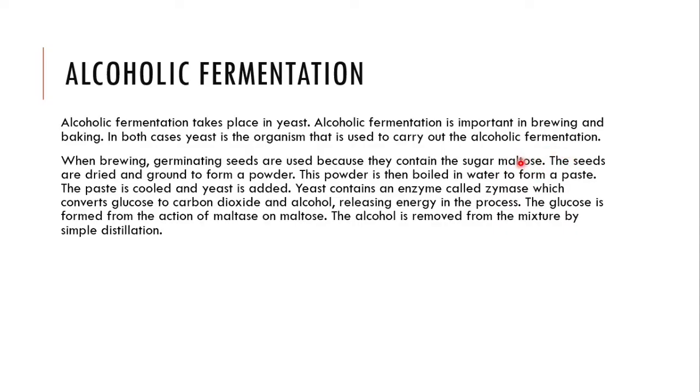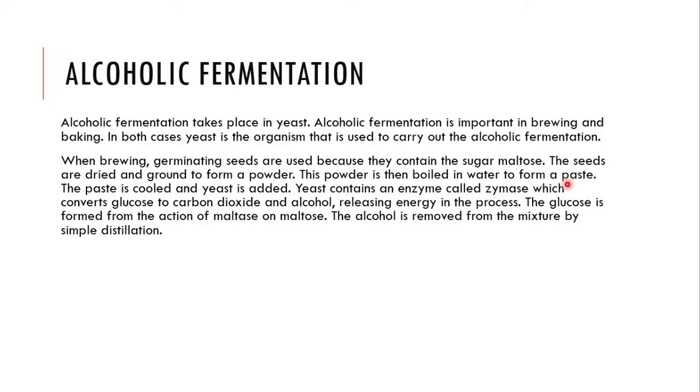We already know what makes up maltose. It is glucose, right? The seeds are dried and ground to form a powder. So the seeds are dried and then ground, and they form a powder. Alright? This powder is then boiled in water to form a paste. They are going to boil the powder with water to form a paste.